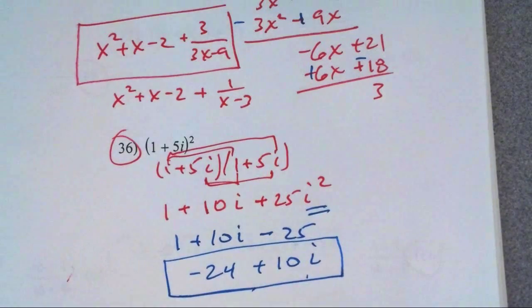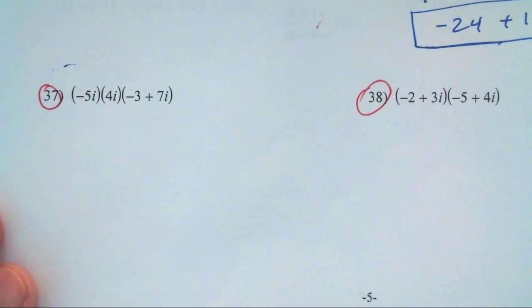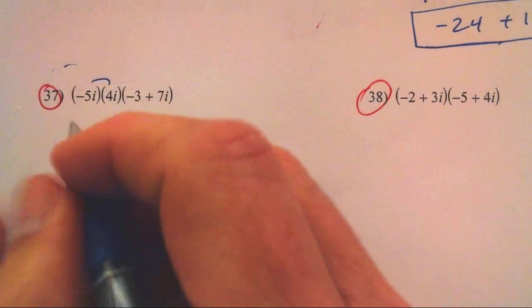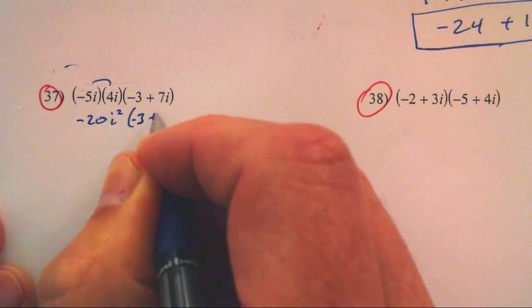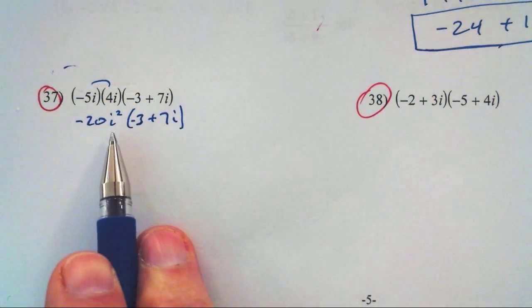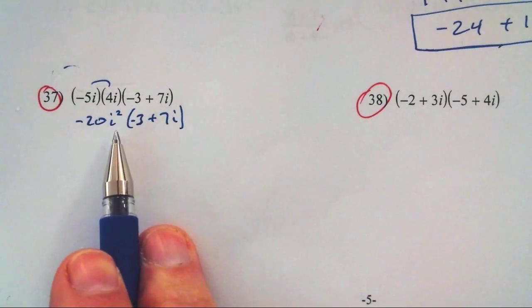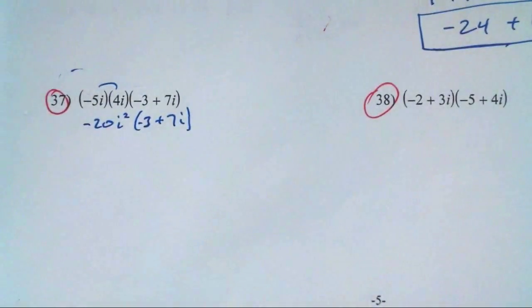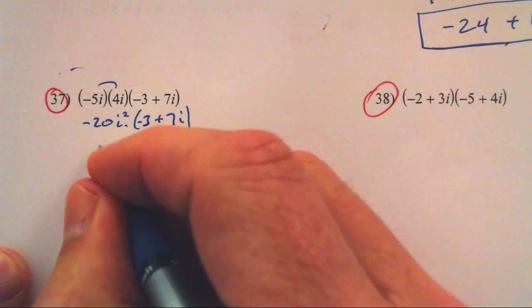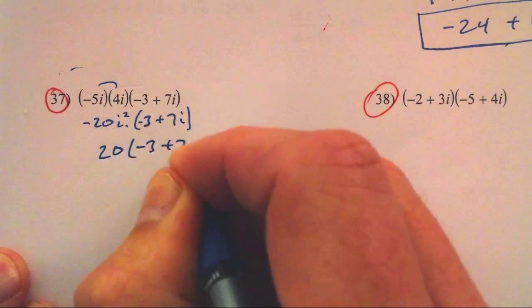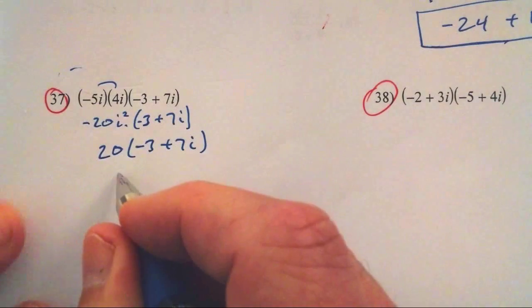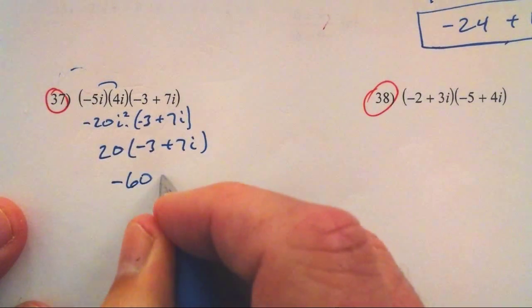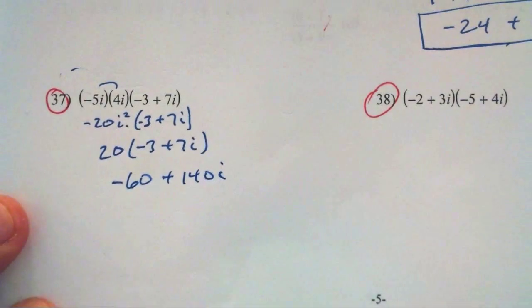Okay. So what am I looking for along the way? I'm looking for i squareds. When I take a look at 37, multiply, my very first step, I get negative 20i squared times negative 3 plus 7i. Now, I can distribute this with the i squared, but I don't want to get i to the thirds and to the fourths. I don't want to have to figure that out. Every time I get an i squared, it's negative 1. Multiply through, distribute, negative 60, that's the real part, plus 140i.